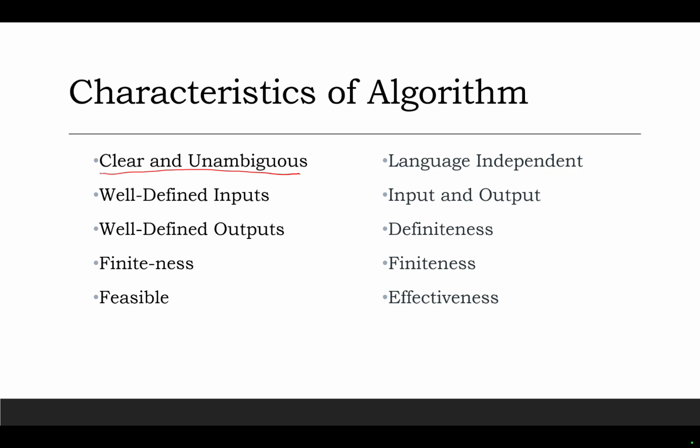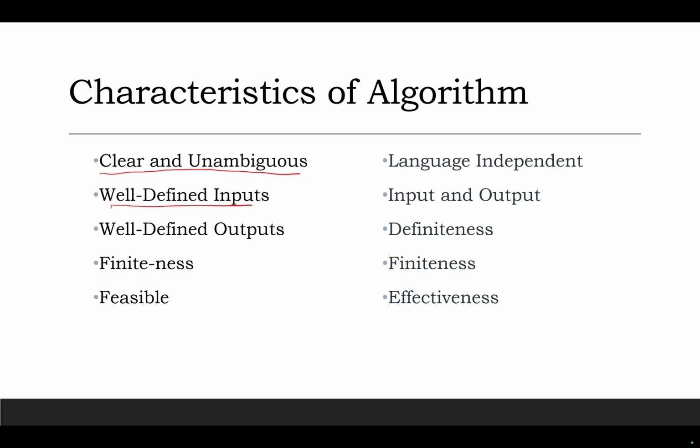The next one is well-defined input. If an algorithm says to take an input, it should be a well-defined input. It may or may not take an input.